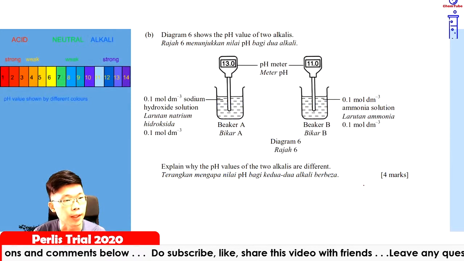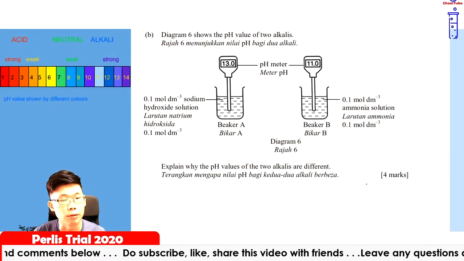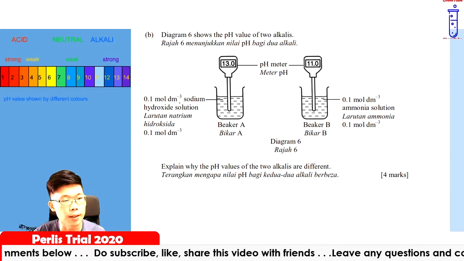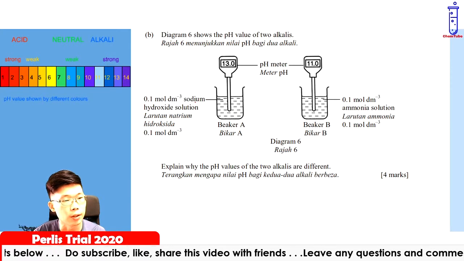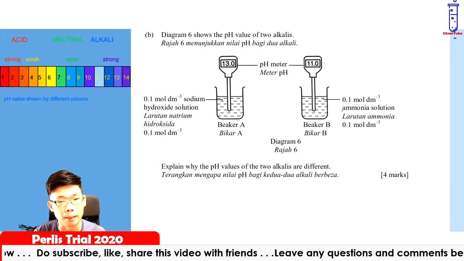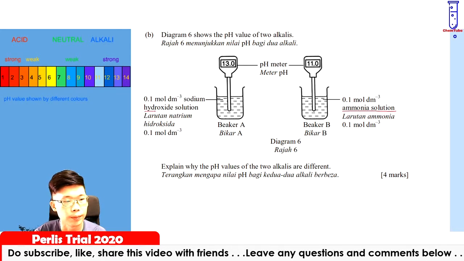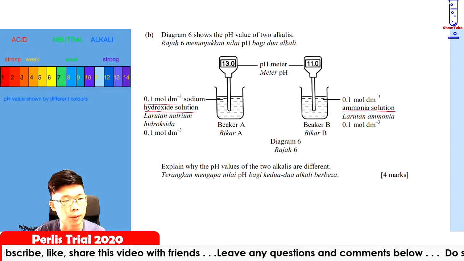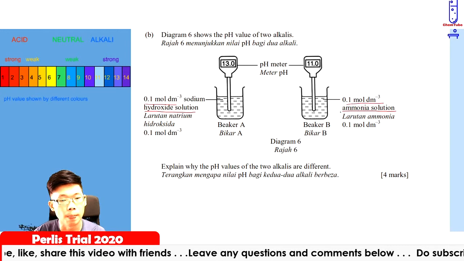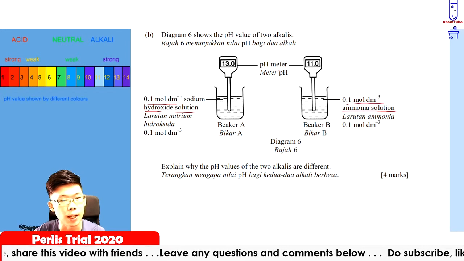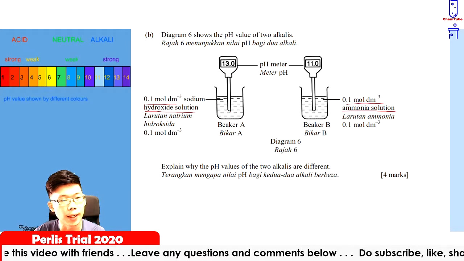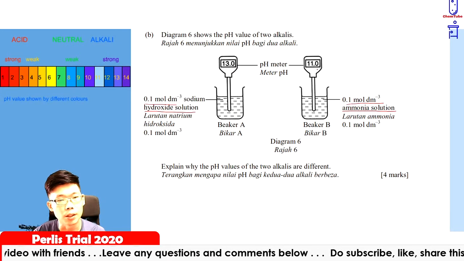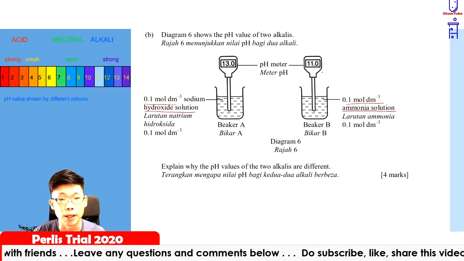Okay, B. Diagram 6 shows the pH value of two alkalis. Same concentration: one is sodium hydroxide solution, another is ammonia solution. The concentrations are the same, 0.1 mole per cubic decimeter, but they show different pH. Beaker A shows 13. Beaker B shows pH 11.